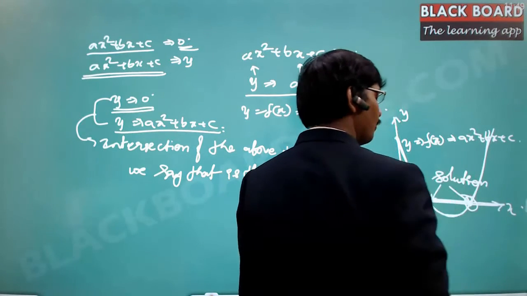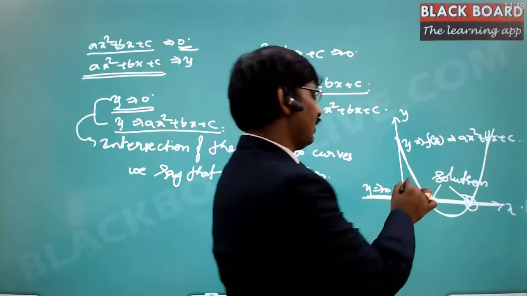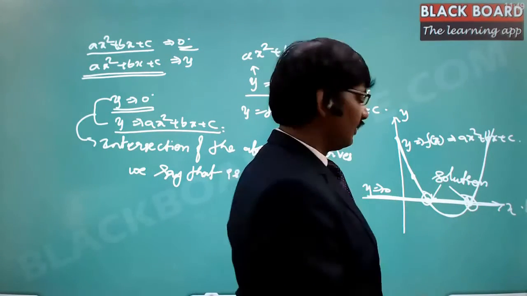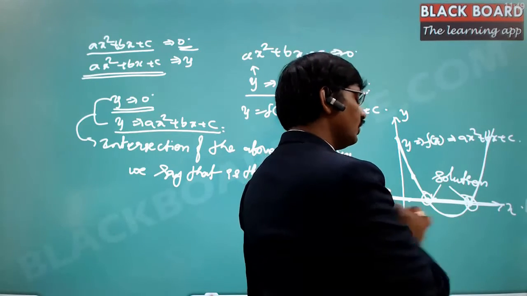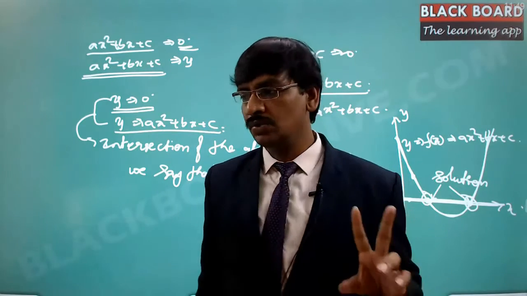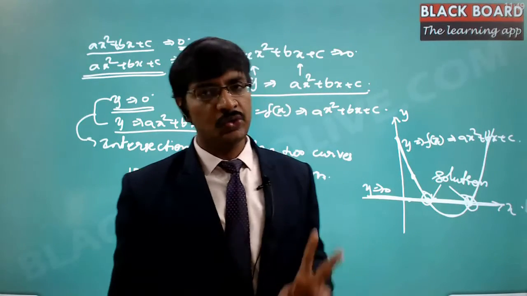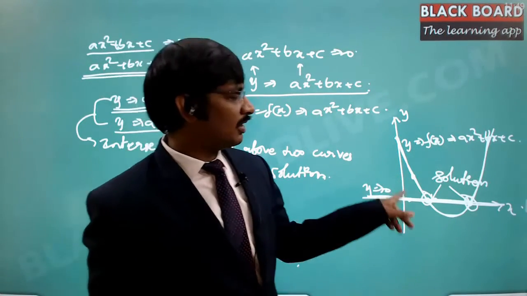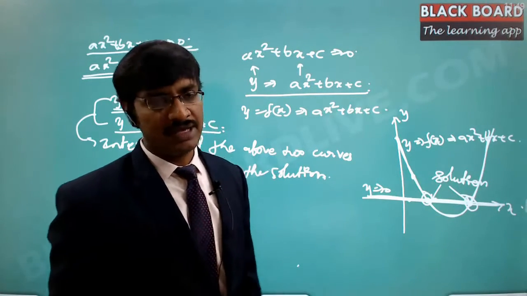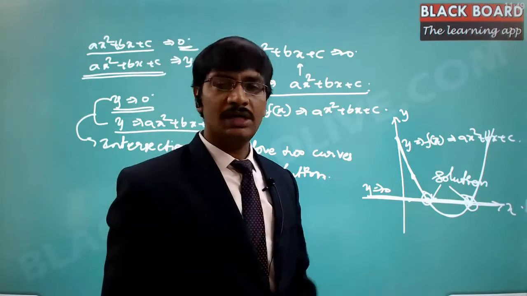And any other point, suppose you take this point, this is only on the curve, it is not on this particular line. And if I take this point, it is only on the straight line, but it is not on the curve. So we have only two different values which are common to both the curves, the y is equal to 0 line and this particular quadratic equation. Hence these two values we call the solution.